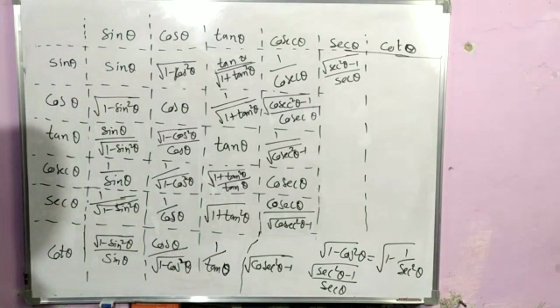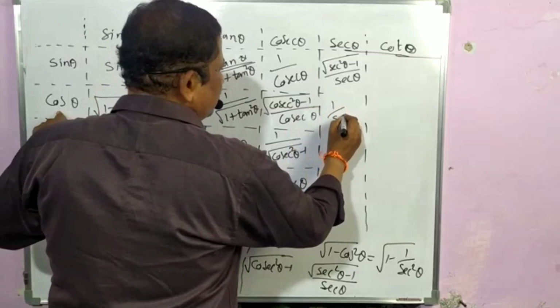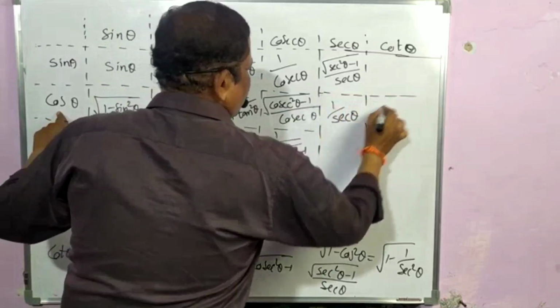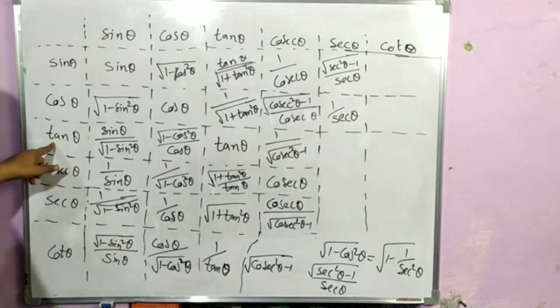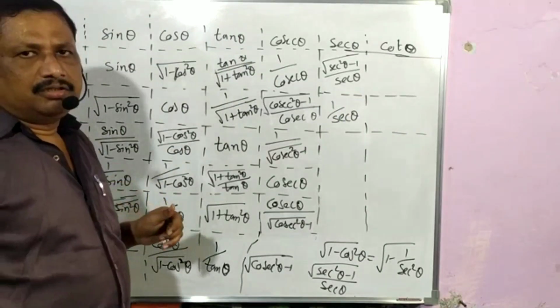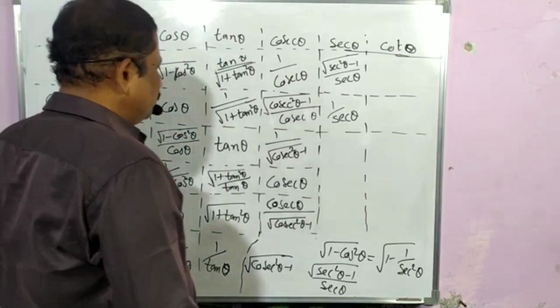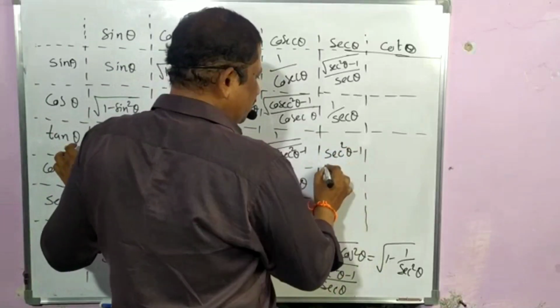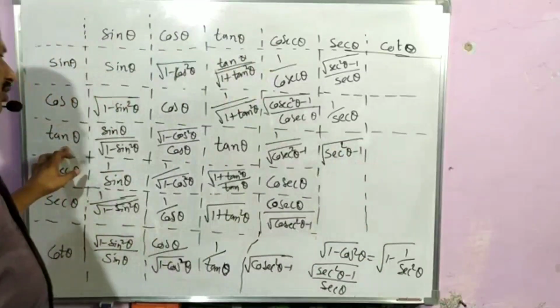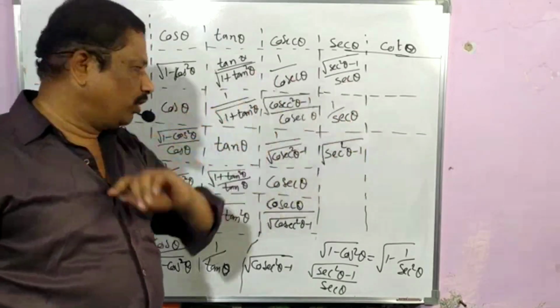Okay. Next, coming to cos in terms of secant. It is the reciprocal, 1 by secant theta. Next, tan in terms of secant. So the identity: secant square theta minus tan square theta is equal to 1. So tan square theta is equal to secant square theta minus 1. Tan theta is equal to under root of secant square theta minus 1.